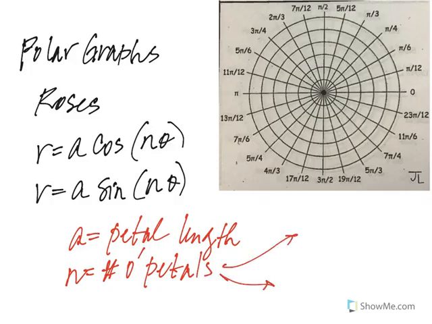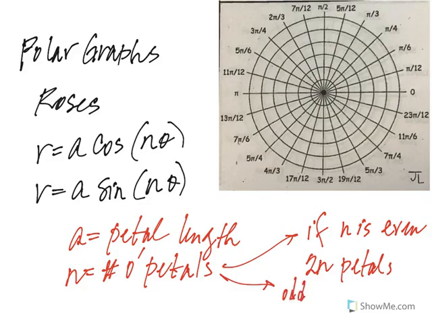Now, you got to be careful here. If n is even, there are 2n petals. And if it's odd, that is actually just the number of petals. So we'll work through a couple of examples here.